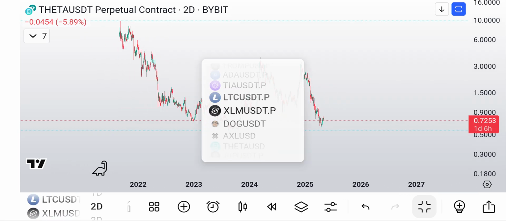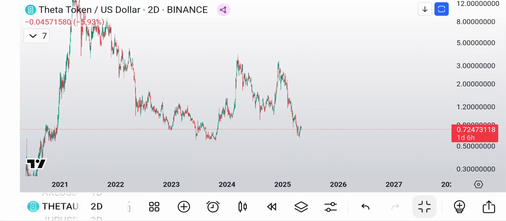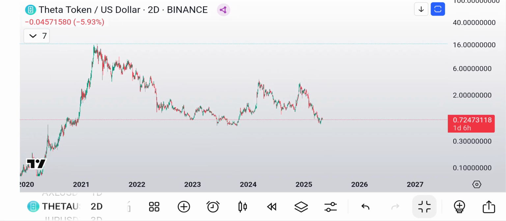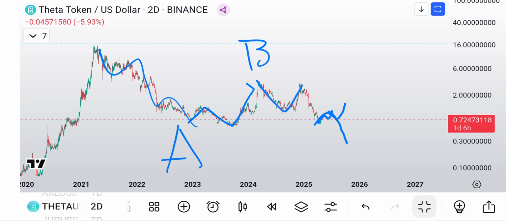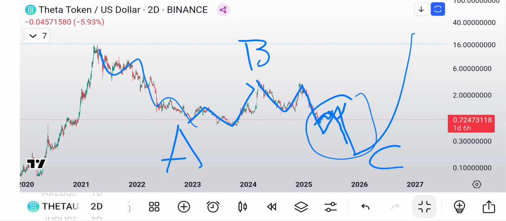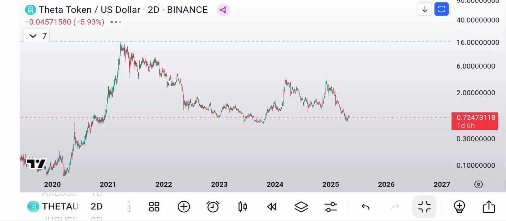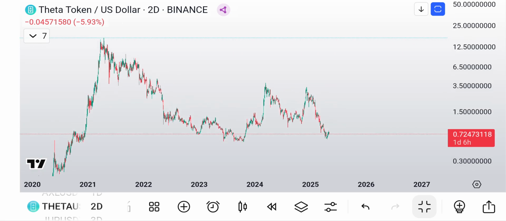The alternative to that would be if Theta would continue to come down, you would see a 3-wave pullback, and then a continuation to the downside. That would maybe be a little bigger. That would be 1, 2, 3, 4, 5, A. And then you have 1, 2, 3, there's your B. And then you have 1, 2, 3, 4, 5 down, there's your C. And then you go up. So we have more pain, more downside to come, according to that idea.